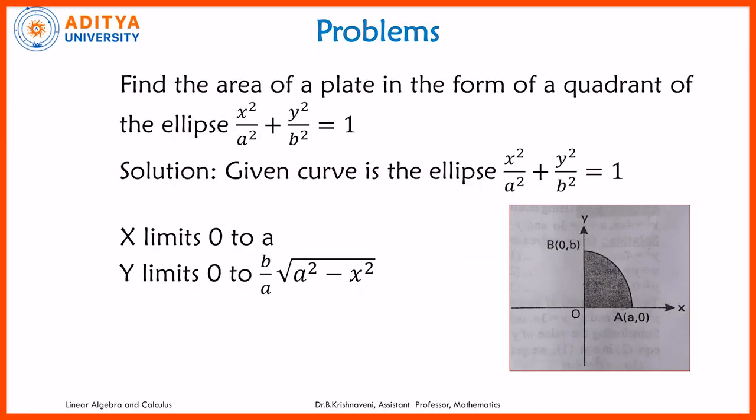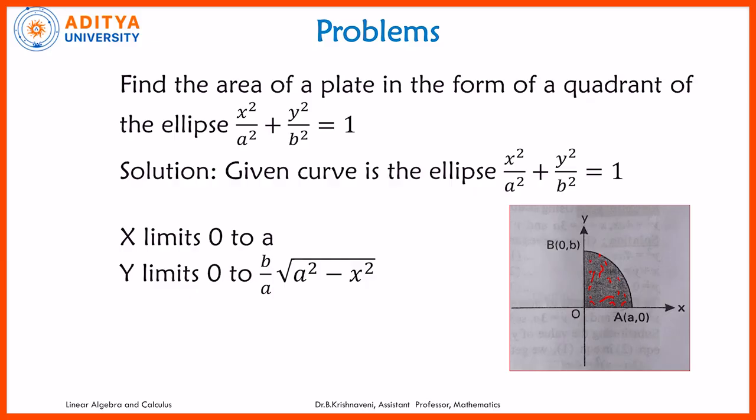Now the next question: find the area of the plate in the form of a quadrant of the ellipse x square by a square plus y square by b square is equal to 1. Here the curve is the ellipse in the form of a quadrant. So the shaded area in the figure is the area which we have to calculate. To find this, first let's find the limits.